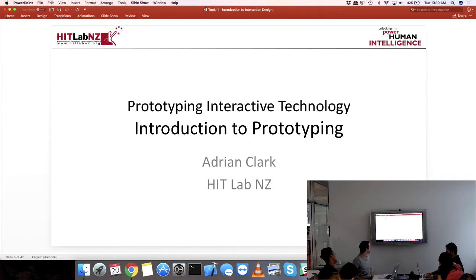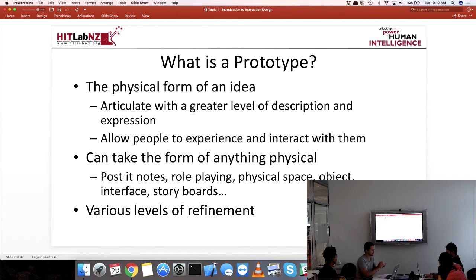So yeah, today we're probably going to just be covering an introduction to prototyping, really. Prototyping is one of those funny things where there are really no right or wrong answers. Prototyping is a lot of things, and there are very few things that it isn't. So we'll start with what is a prototype.